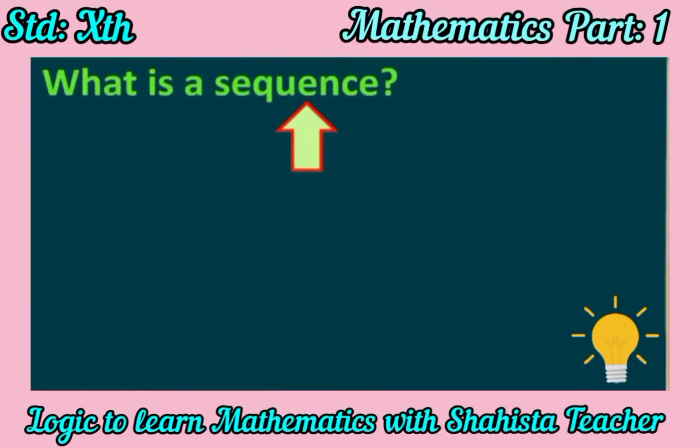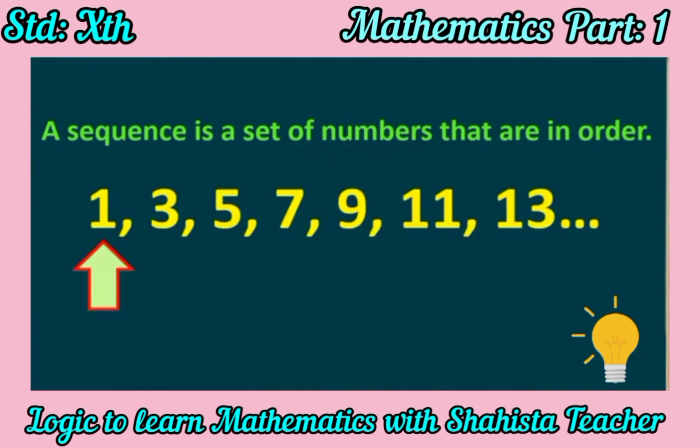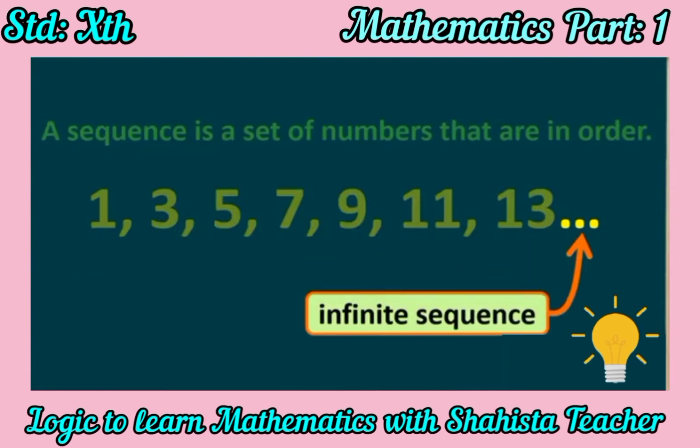Let us understand the meaning of sequence. What is a sequence? A sequence is a set of numbers that are in order. Here: 1, 3, 5, 7, 9, 11, 13 ... the continuation means an infinite sequence. All these numbers are odd numbers and they are all in an infinite sequence. Is that clear?